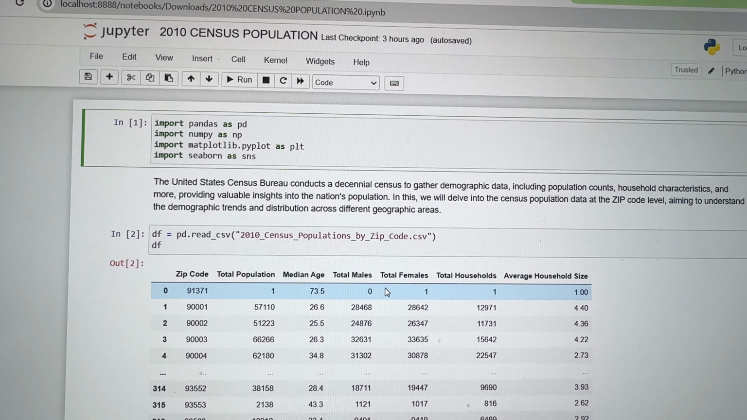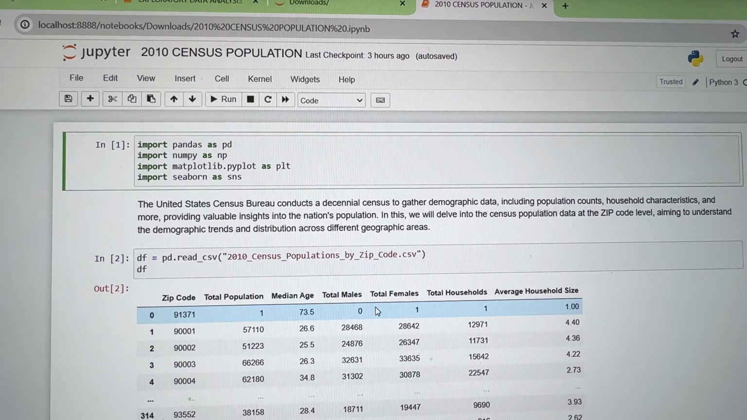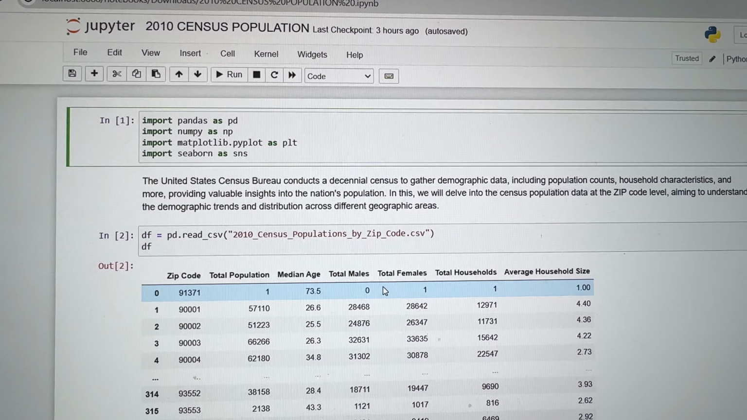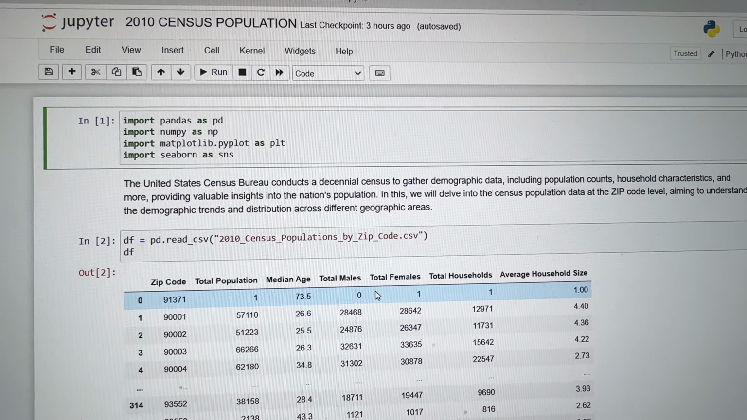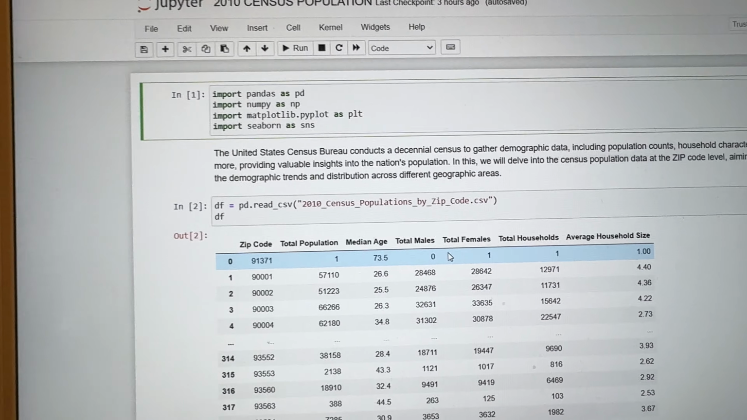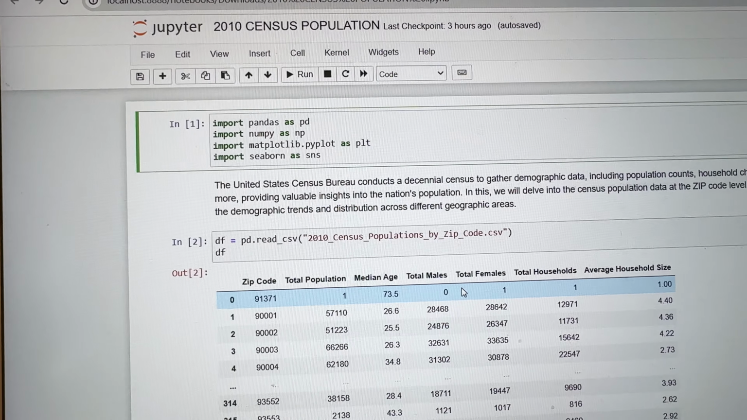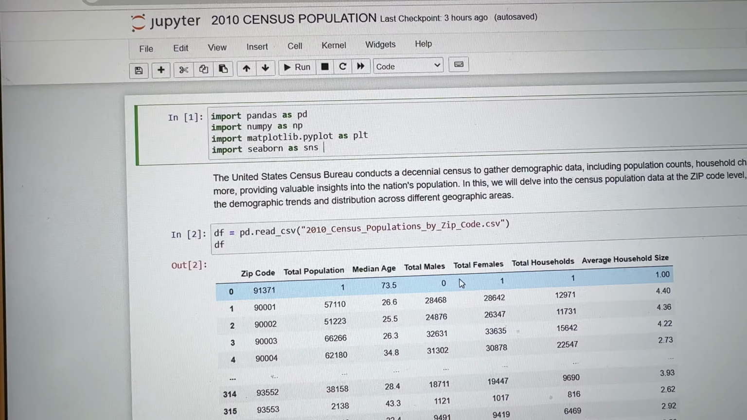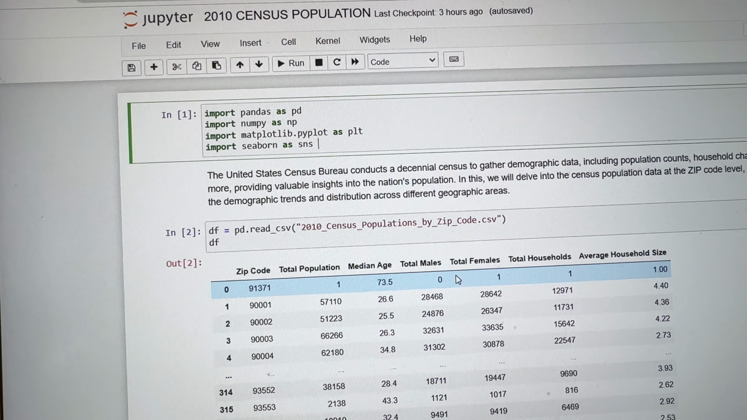Hi, this is my final project. The topic I have taken for the final project is analysis of the 2010 census population in the United States of America, and the libraries I have imported are Pandas, NumPy, Matplotlib, and Seaborn.